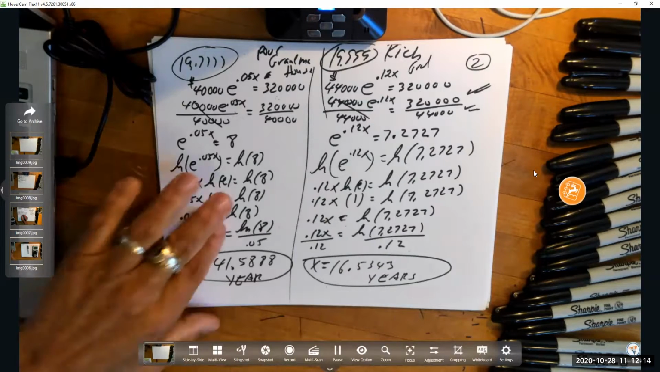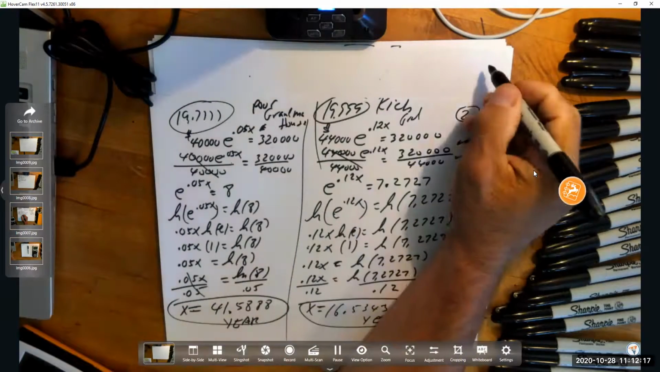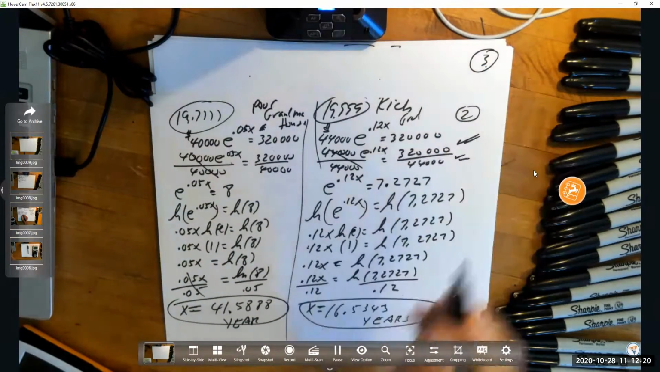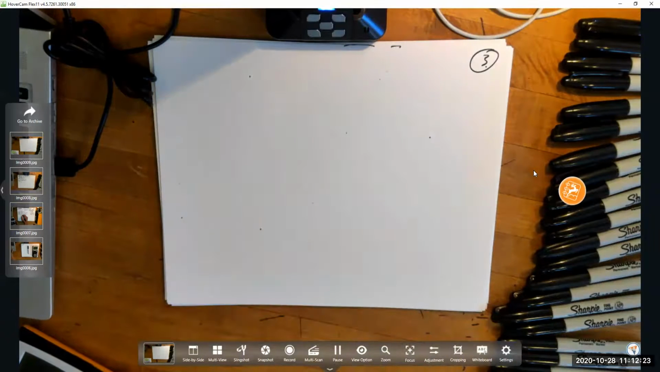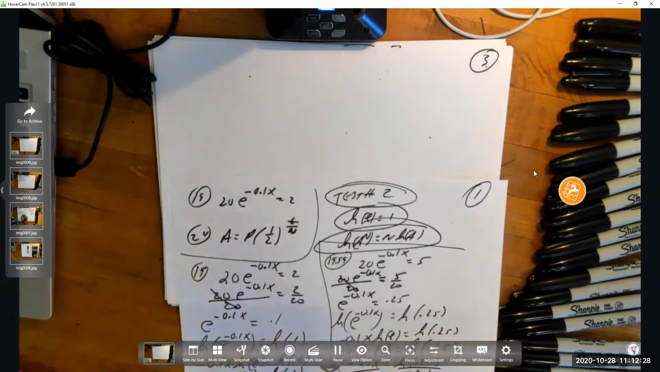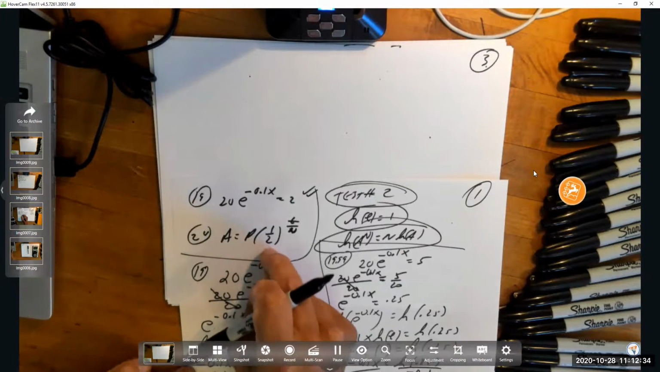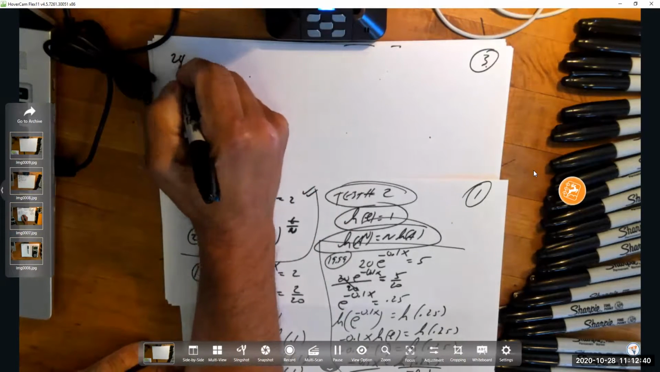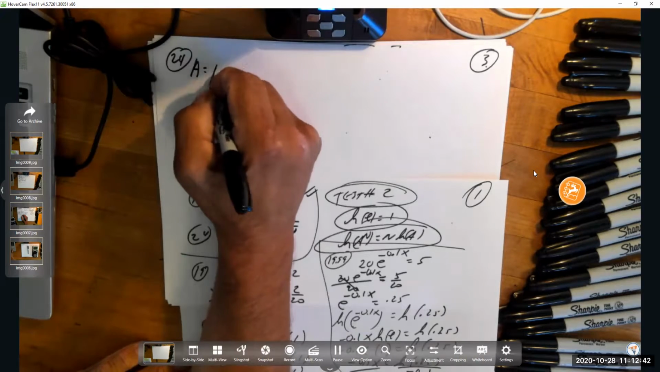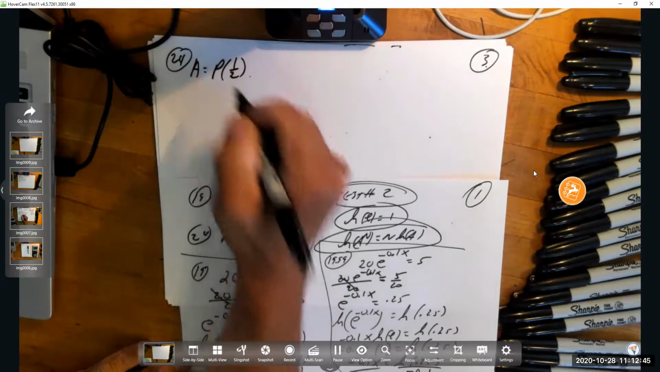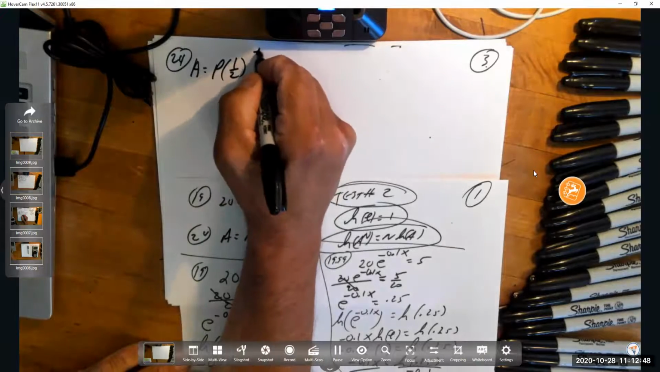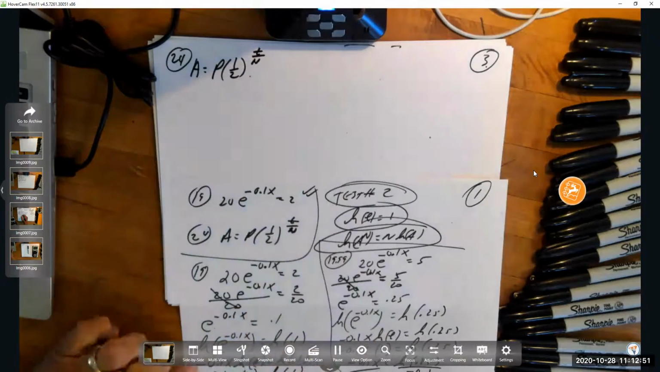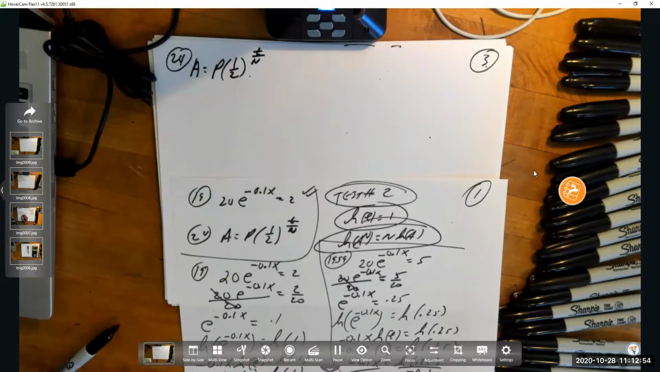All right. So now let me do this other problem. Number 3, page 3. All right. So now I'm going to do the other formula. We did this one already. Those are okay. So now I'm going to do this one. A equals P times 1/2 to the power of T over N. Like that. Is that it? Yep, that's it.